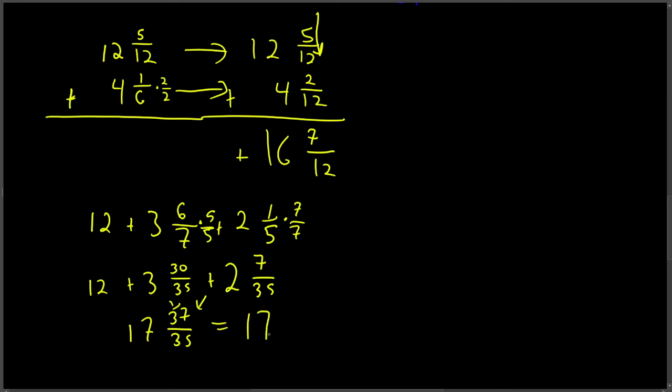So I'm going to say it's 17 plus, and the "and" we say in here is a kind of hidden addition when we have mixed numbers. Well, 35 goes into 37 once with a remainder of 2. And so now I add the whole numbers and I get 18 and 2/35ths.